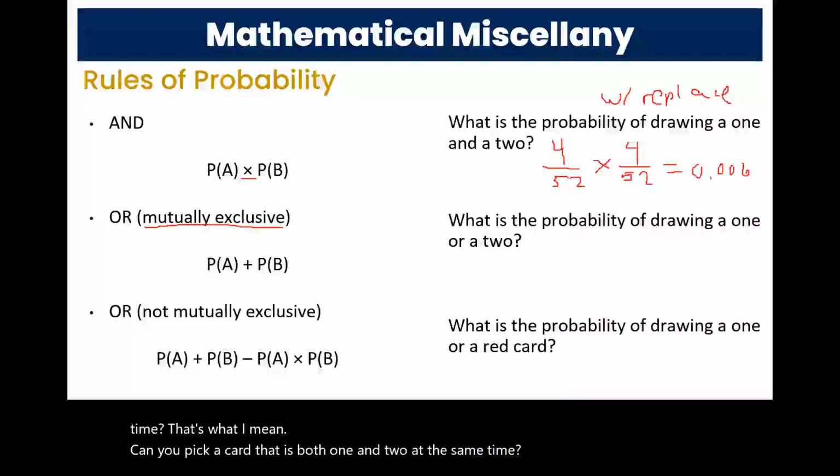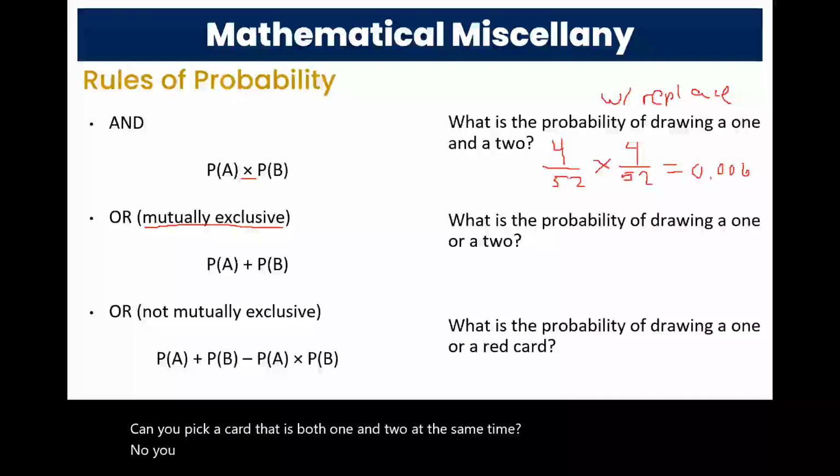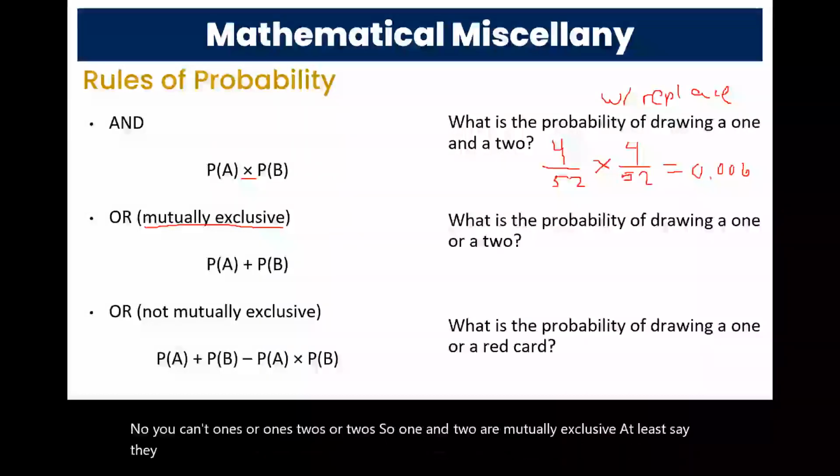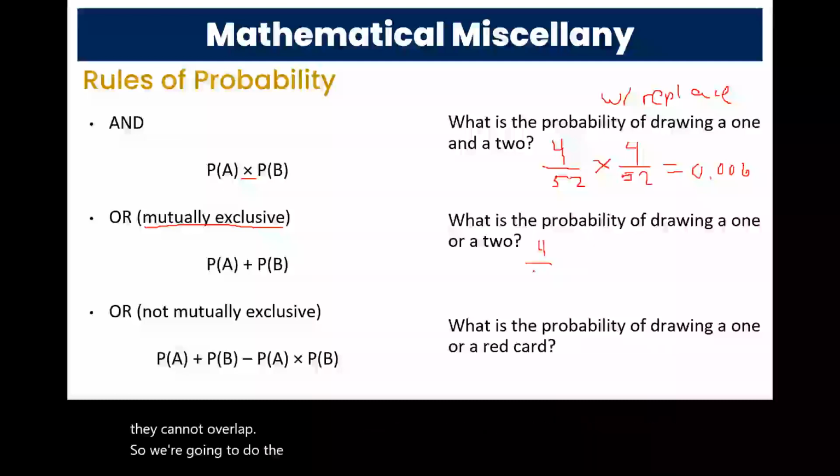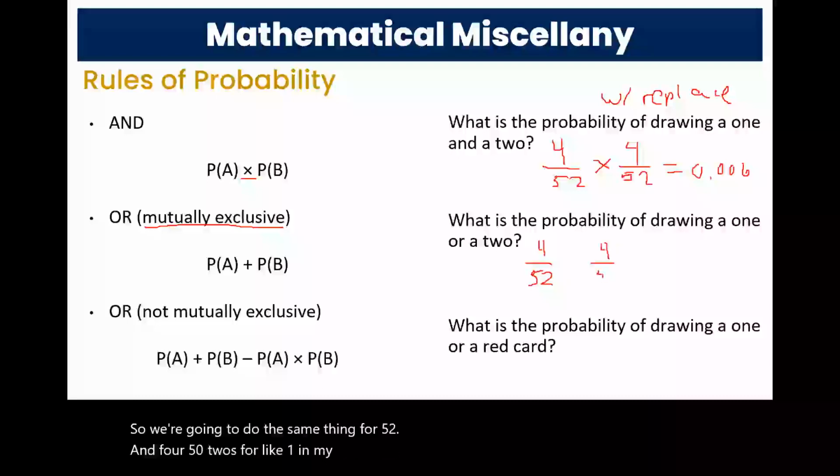No, you can't. 1s are 1s, 2s are 2s. So 1 and 2 are mutually exclusive, as we say. They cannot overlap. So we're gonna do the same thing, 4 over 52 and 4 over 52 for my 1 and my 2. What do I need to do with these probabilities?